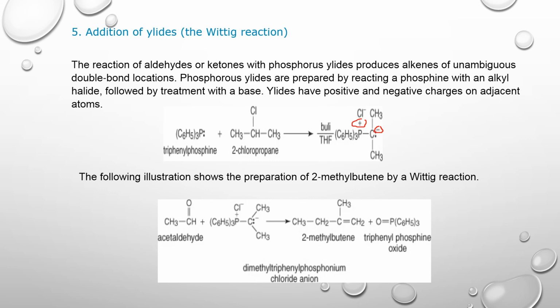The following illustration shows the preparation of 2-methyl butene by the Wittig reaction. Acetaldehyde to 2-methyl butene takes place in the presence of heat. Therefore these reactions are called Wittig reactions. The byproduct is triphenylphosphine oxide.